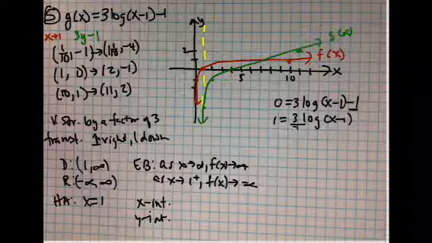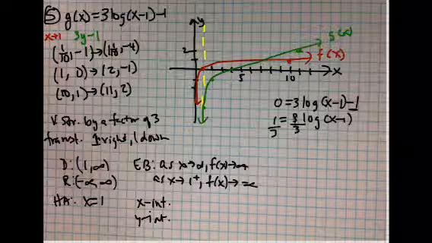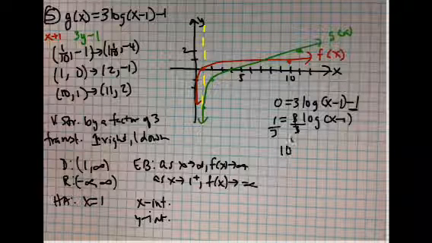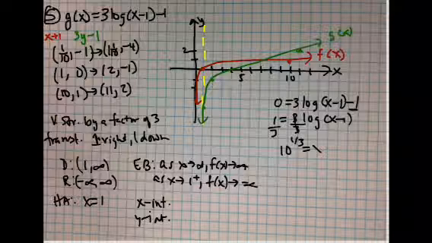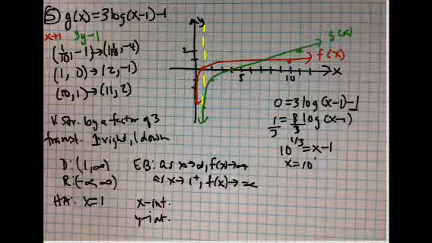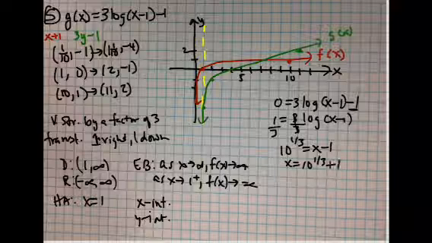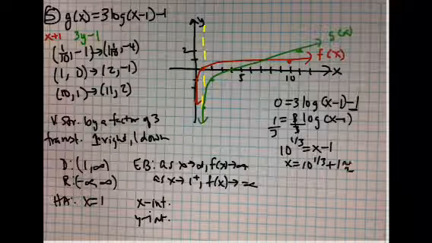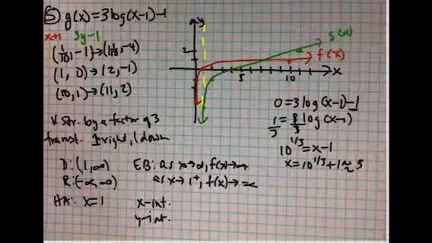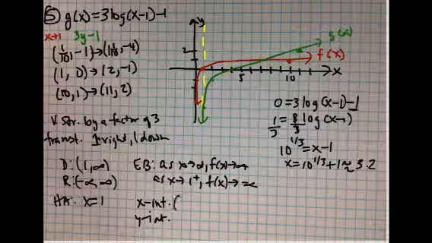Then you divide by 3. And so now you have 10 to the 1/3 equals x minus 1. So you add 1. So x is 10 to the 1/3 plus 1. That's the exact value. So this is approximately 3.2 when you round it. So the x-intercept would be 3.20.